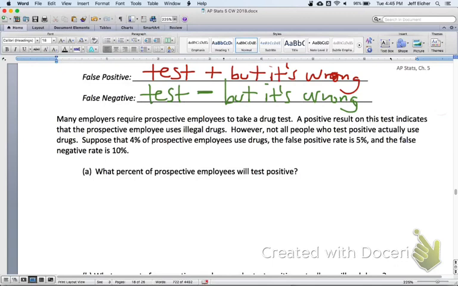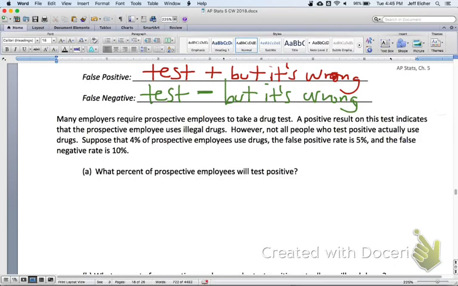Okay, so let's answer this. Many employers require prospective employees to take a drug test. I had to do that to join this school. A positive result on this test indicates that prospective employees use illegal drugs. However, not all people who test positive actually use drugs. Suppose that 4% of prospective employees use drugs. The false positive rate is 5%, and the false negative rate is 10%. What percent of prospective employees will test positive?